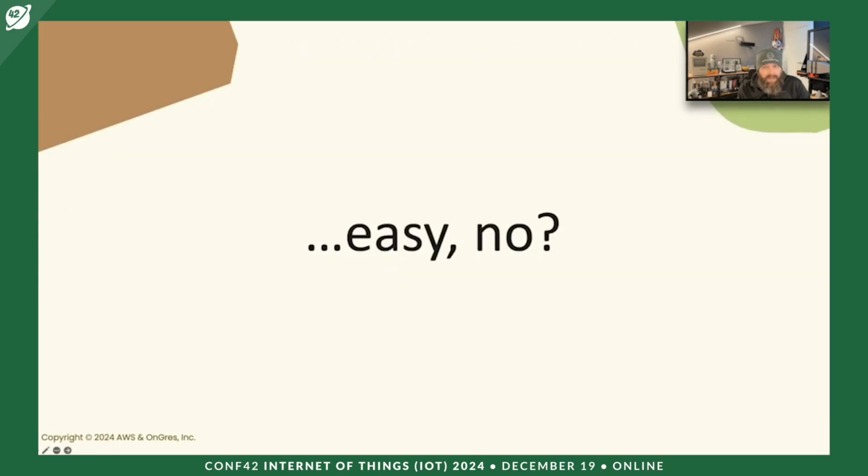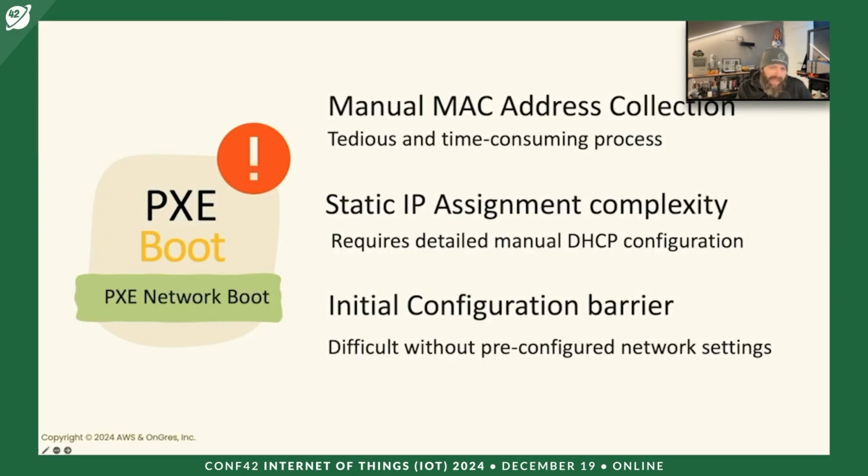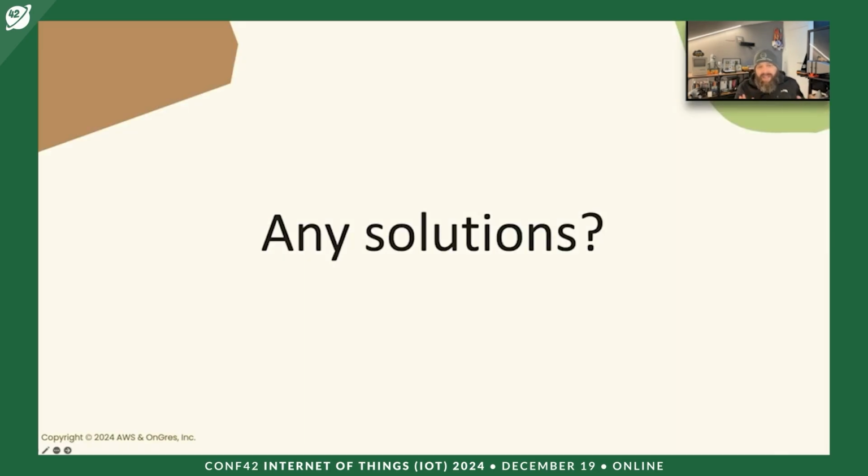Looks easy, right? We faced different challenges even in this first step. First of all is the manual MAC address collection. Building this whole thing and having static IPs required detailed DHCP configuration, where we predefine the whole thing. We also had an initial configuration barrier that was difficult without pre-configured network settings. Having this on the PXE side just to boot things came up, so what are the different types of solutions that we can have for this whole thing?